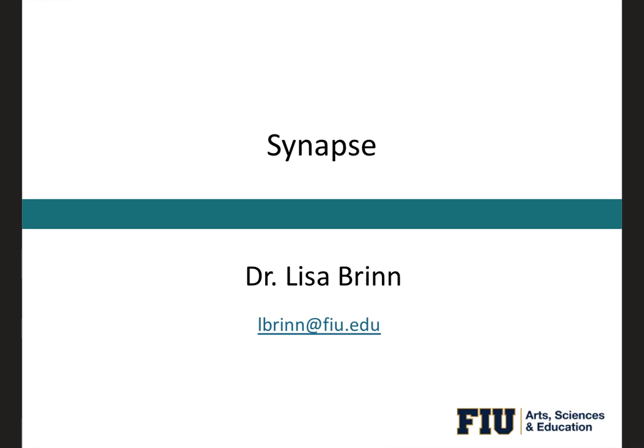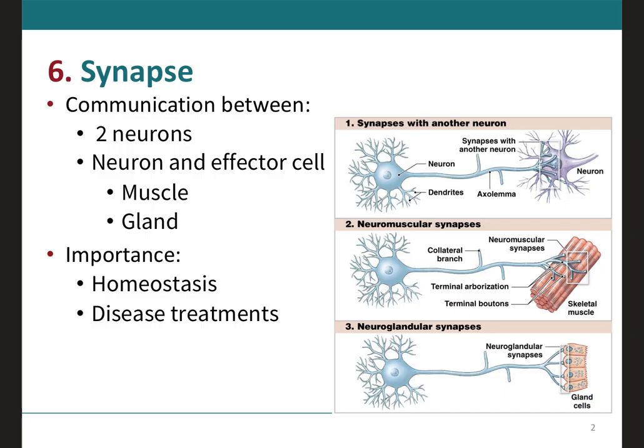Hello everyone. For this presentation, we're going to focus specifically on the synapse. In other words, how one cell communicates with the other. A synapse is the site of communication between either two neurons or between a neuron and an effector cell. This effector cell can be either a muscle or a gland.